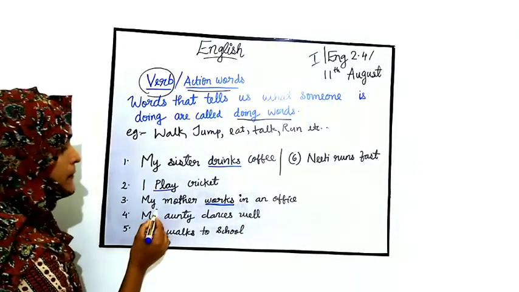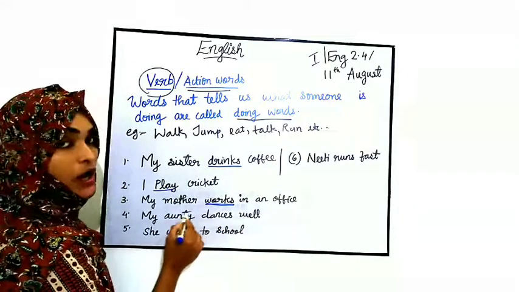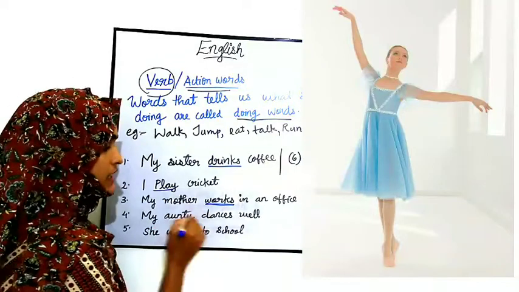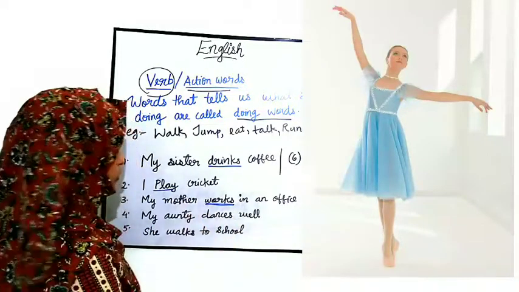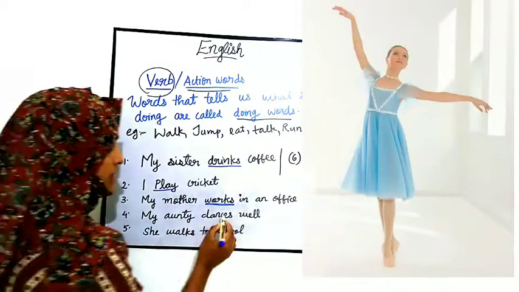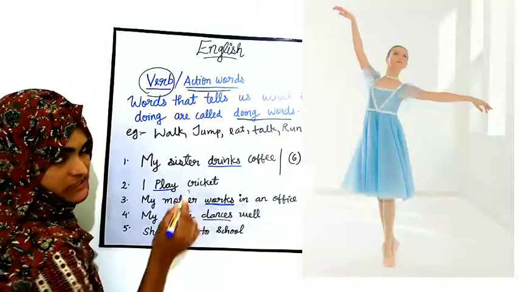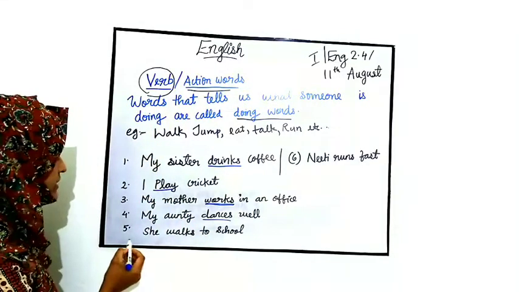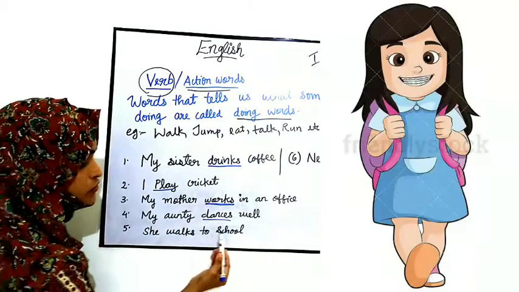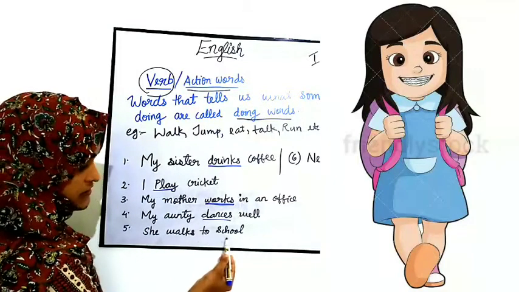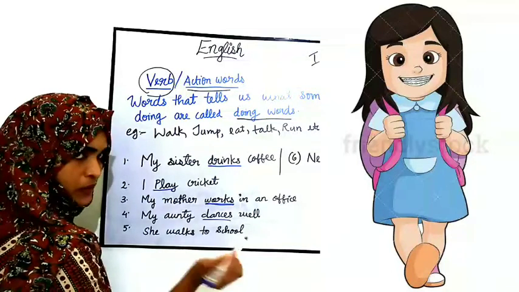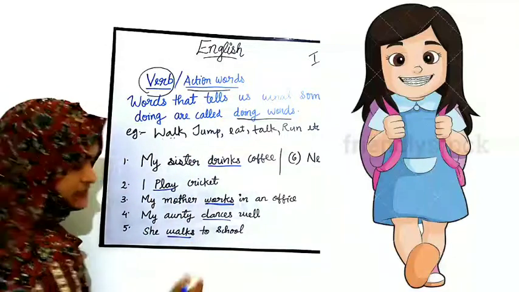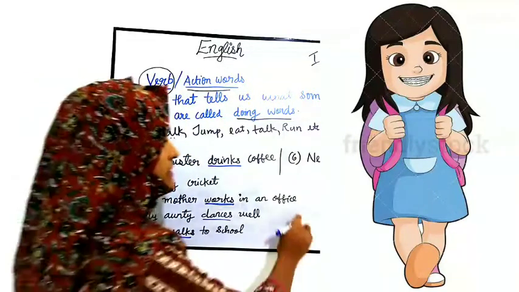Then the fourth one. My auntie dances well. Is auntie the action word? No, auntie is the name, isn't it? Then well? No. Then which is the action word? Dances. My auntie dances well. Dance is the action word, isn't it? Okay, alright. Then the fifth one. She walks to school. Is school the action word? No. We already got walk here. So walks is the action word. Then the sixth one.